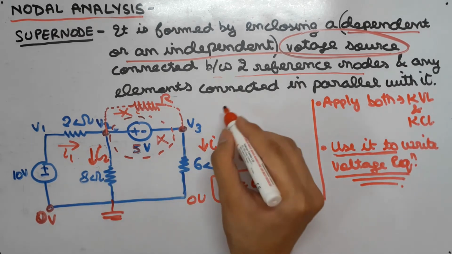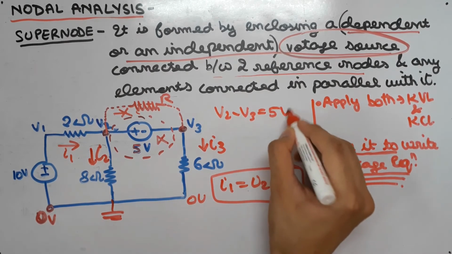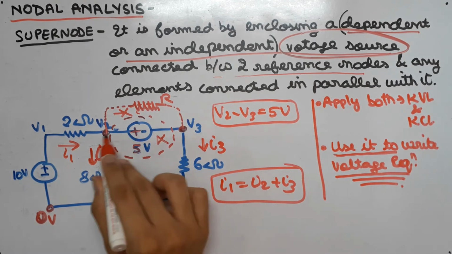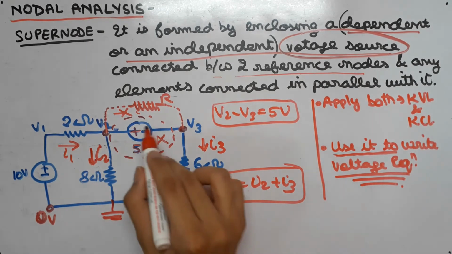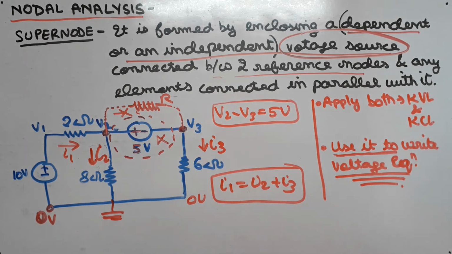That is, we can write V2 minus V3 is equal to 5 volts. We have written V2 first because the positive sign is facing V2 and the negative sign is facing V3. That is why V2 minus V3 is equal to 5 volts. That is, first we applied the KCL equation, that is this equation, and secondly we applied the KVL equation about the super node. So now we will be doing a question on super node which will make this concept much clearer to you.